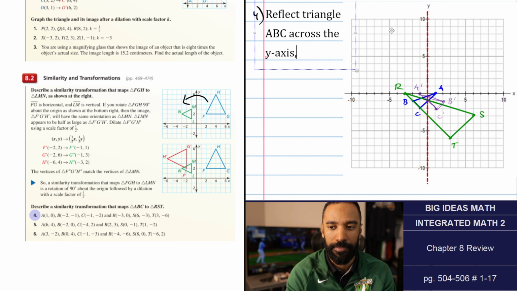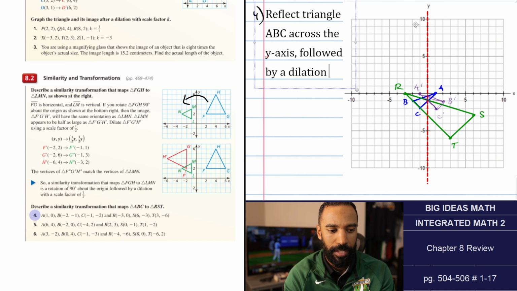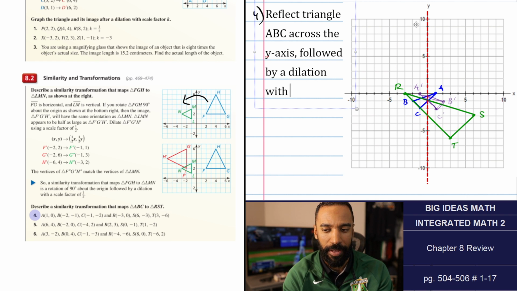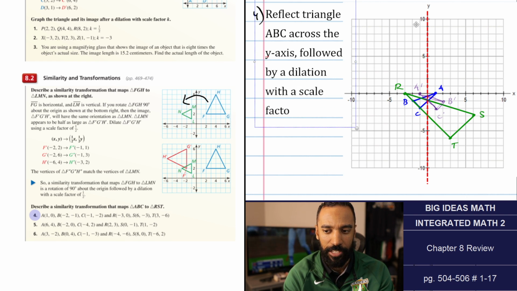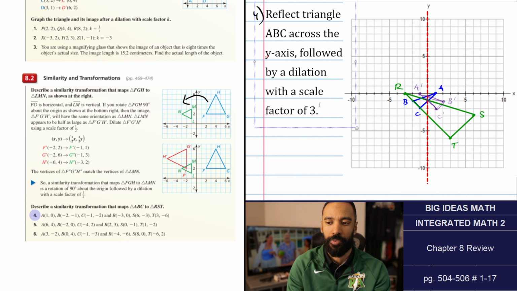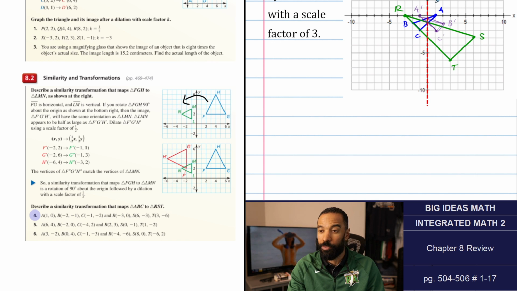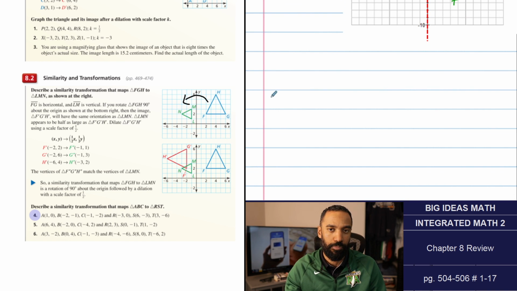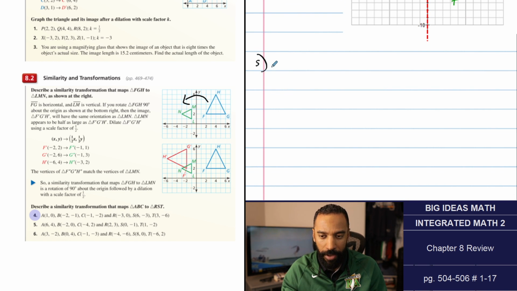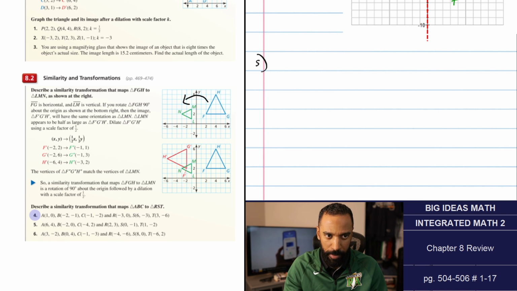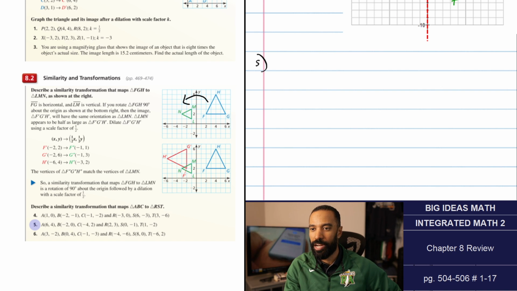Then followed by a dilation with the scale factor. It looks like we're going to have to say from the origin, a scale factor of 3. So we do enlarge. Okay, there's number 4. We still have 2 more to do. If I over-explained, I'll probably explain less here. However, there's probably a new type of transformation to talk about, either translation or rotation. So we'll check it out and see what we have.